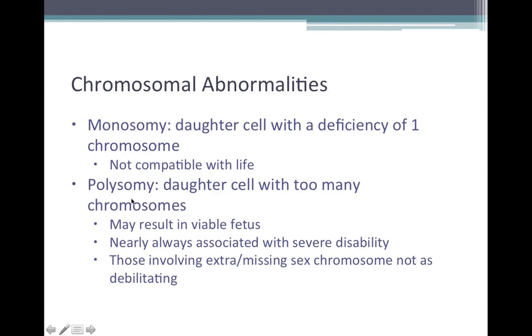Now, this differs from polysomy because polysomy has too many chromosomes. So this is going to be like an extra chromosome in the mix. Now, this can result in a viable fetus. However, the fetus will probably have some developmental abnormalities because you end up with what's called gene dosing, where due to an extra copy of that chromosome, certain genes are overexpressed, or you have too many of those genes being expressed, and that leads to developmental problems, and which can affect neurological as well as other organ systems.